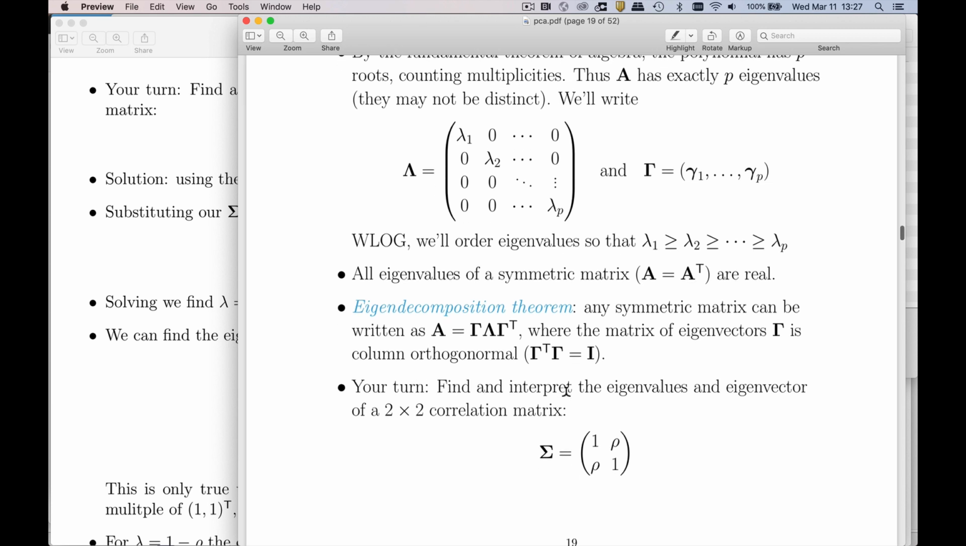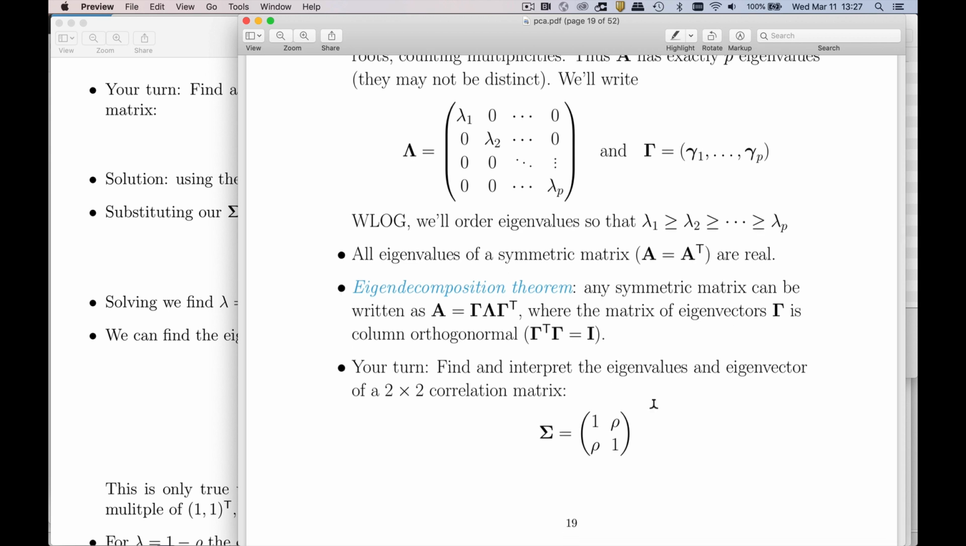I'd really like to illustrate this with an example. I've given the simplest correlation matrix here. I've got two variables, x1 and x2, and I've standardized both variables. So the variance of x1 is 1, and the variance of x2 is 1. The correlation between them is rho. We've been told to find and interpret the eigenvalues and eigenvectors of this matrix.